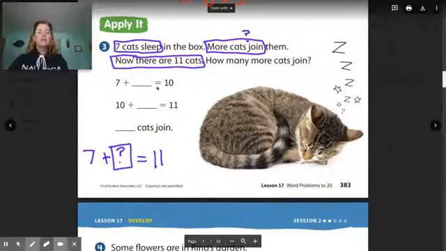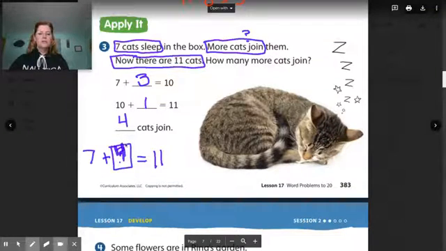Okay, so let's see. They want us to get to 10. So 7 plus how many equals 10? You should say 3. Good. So then we're at 10. 7 plus 3 is 10. We got to 10. And then we know that there's 11 cats. So 10 plus how many more is 11? Okay, good. So how many cats did we add? 3 cats plus 1 more cat? Yep, 4 cats.